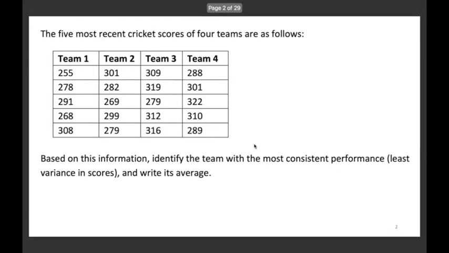This is the first question. The 5 most recent cricket scores of 4 teams are given here: Team 1, Team 2, Team 3, and Team 4. Based on this information, we have to identify the team with the most consistent performance. Consistent means least variance in their scores, and write its average. The answer has to be the average of the team with the most consistent performance.